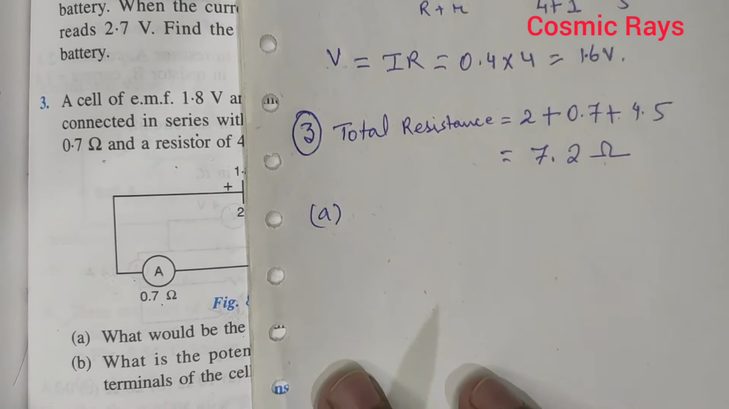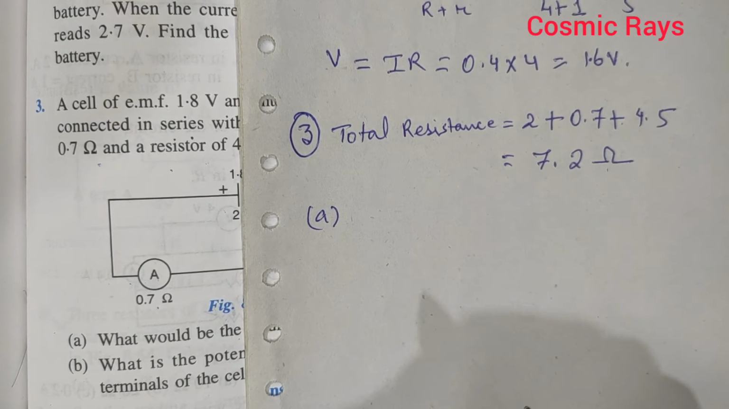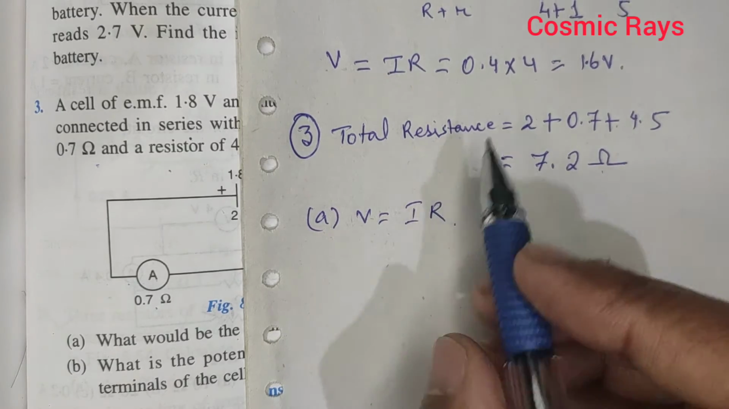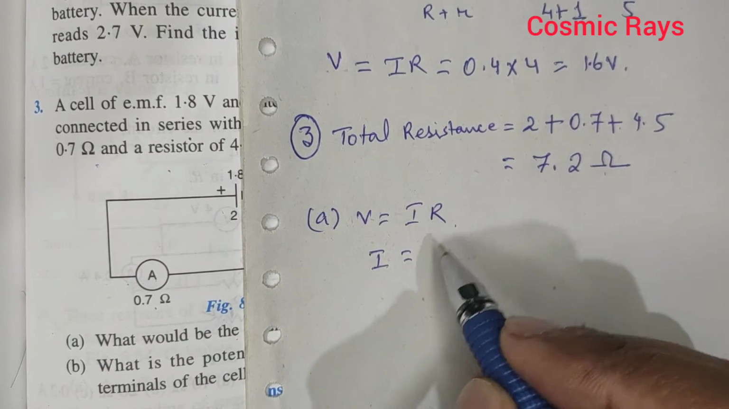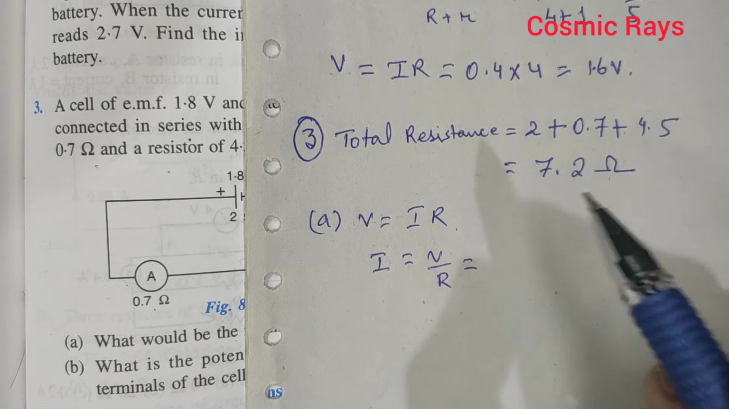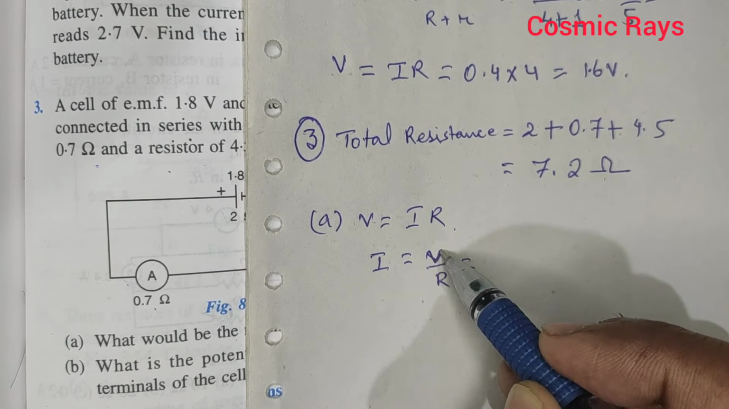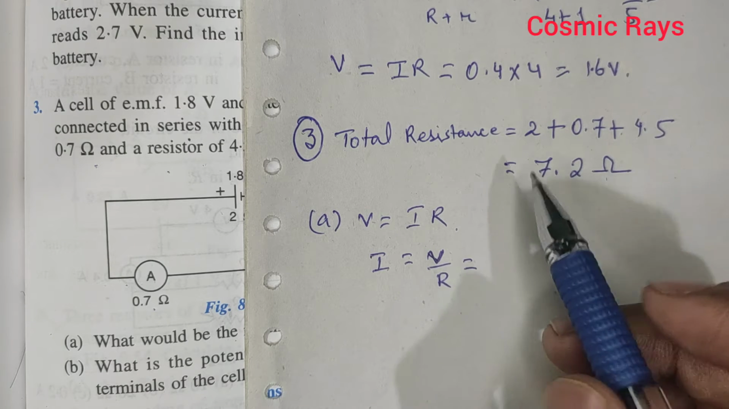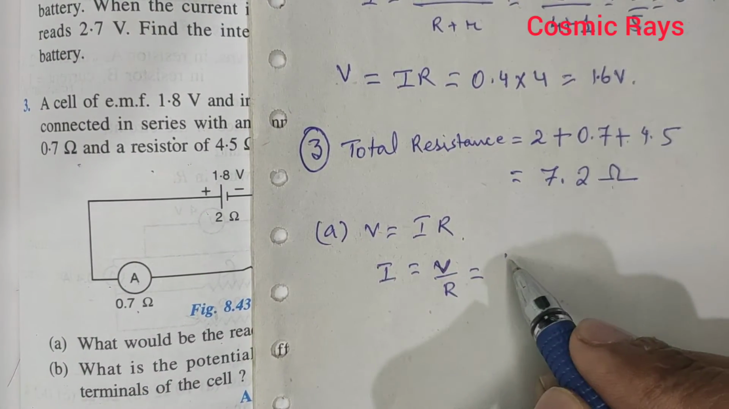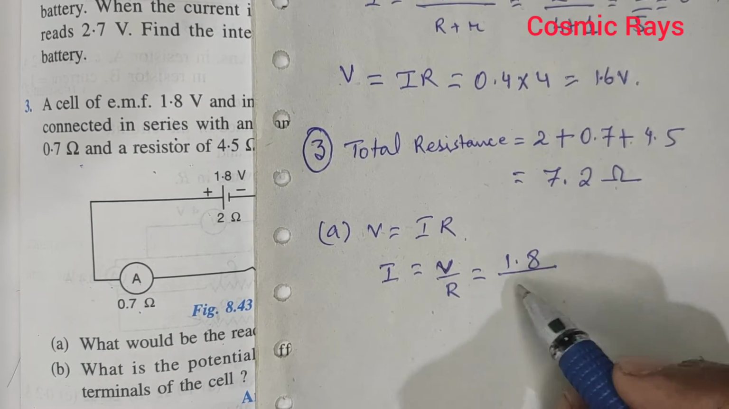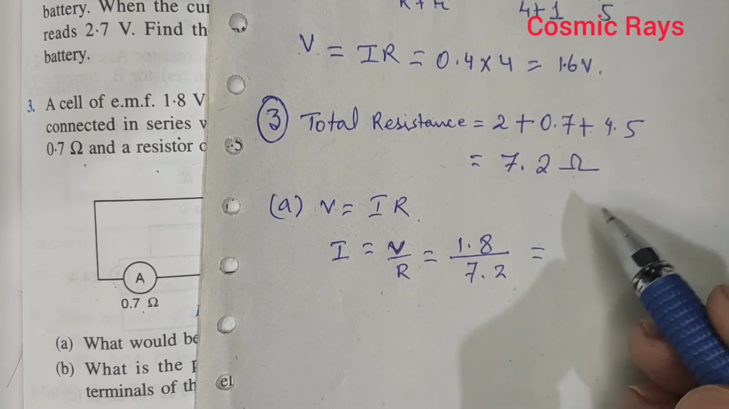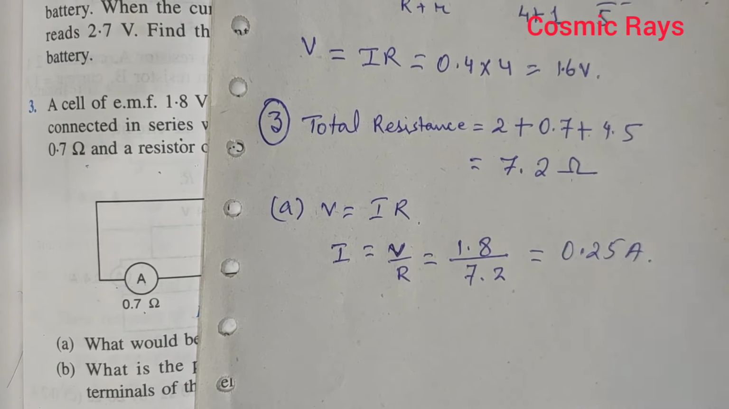Now the first part of the question says we have to find what would be the reading of the ammeter. So for the reading of the ammeter, we will have to find out the voltage. So we know V is equal to IR. From here we can find out I, that is the current. So I will be equal to V upon R. Let's put the value directly. Now here this V will be the internal EMF of 1.8 volt. So here we will write 1.8 divided by 7.2. You can use your calculator if you want. If not, just divide. You'll find that it comes to 0.25 ampere.